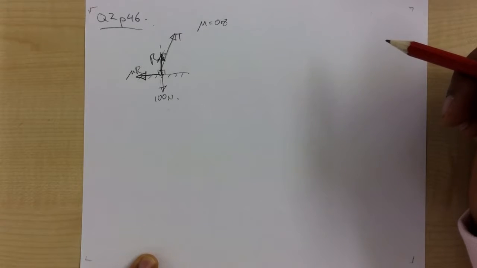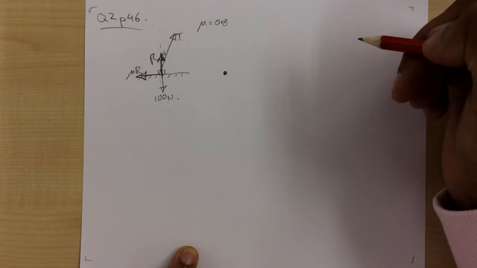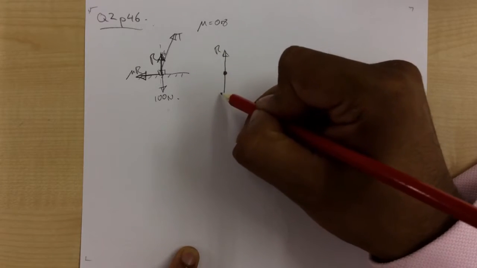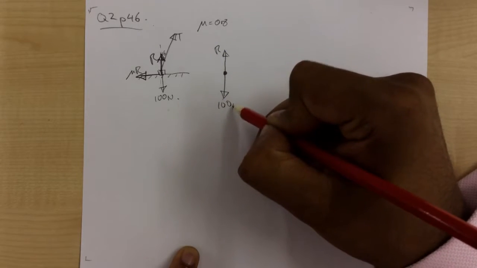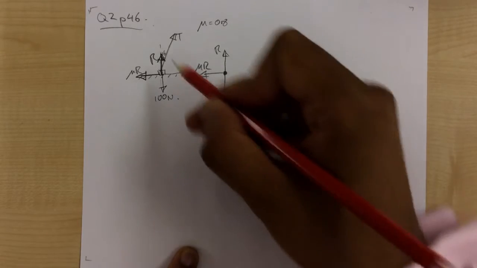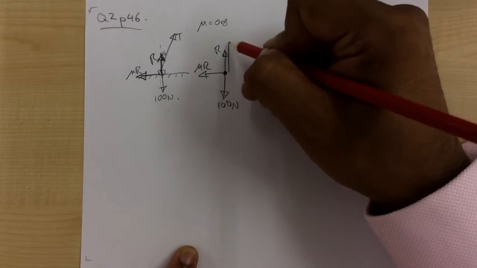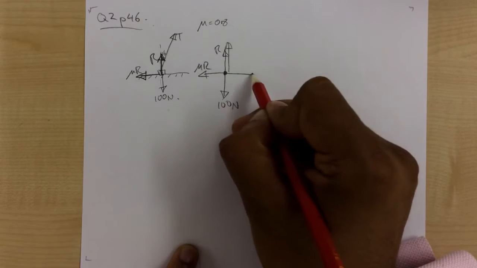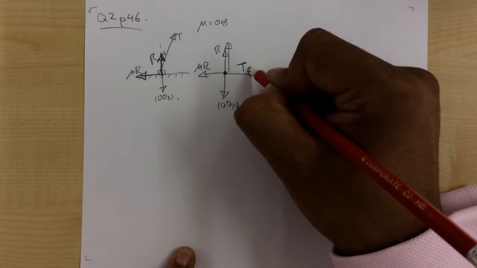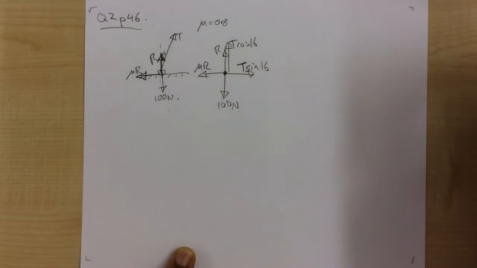Let's clean this diagram up with something resolved. So here we have the toy as a particle. We've got R going up. We've got 100 newtons going down. Here we have mu R. Now, my tension I'm going to resolve into two forces. One of them is going to go up, and one of them is going to go along. So this one is going to be T sine 16, and this is T cos 16. Okay.